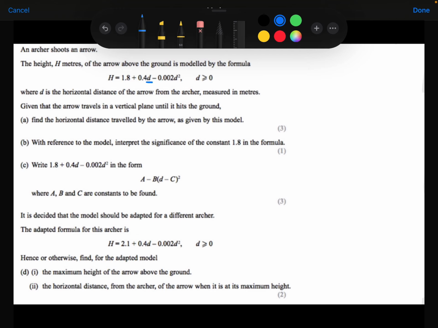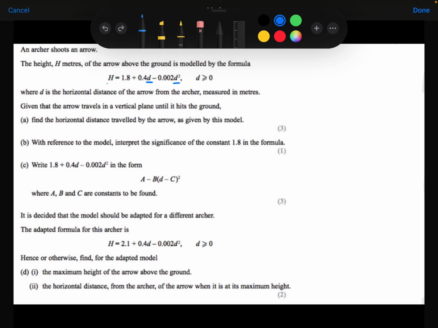So this is the horizontal distance that the arrow has travelled, and this is the height above the ground. So basically this is modelling with quadratics. As it moves in the horizontal direction d, it has a height h, and the quadratic is going to look something like this. This is the way the arrow is being fired.